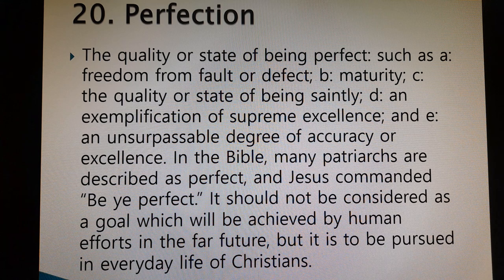In the Bible, many patriarchs are described as perfect, and Jesus commanded, "Be ye perfect," and in many Pauline epistles, also he admonishes the believers to be perfect. It should not be considered as a goal which will be achieved by human efforts in the far future, but it is to be pursued in everyday life of Christians. So perfection means daily surrender of yourself to the will of God and giving up of your known sins daily. So it is the daily activity and state rather than a far future goal. And I believe also Ellen White described perfection in that manner.